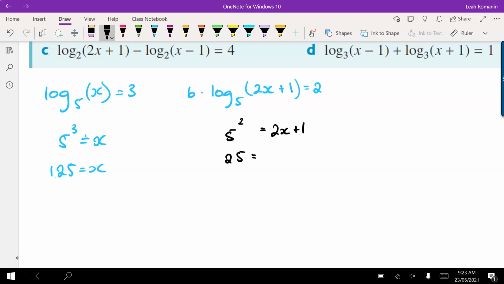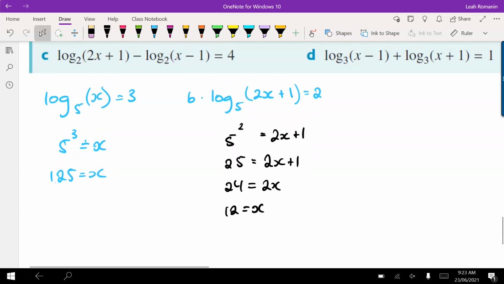So whatever is in that bracket becomes what my exponential is equal to, even if it is a linear equation. Then I have my power being 2. So I've got 25 is equal to 2x plus 1. Then I'm going to solve as per normal. Minus 1 to the other side. So I'm going to have 24 is equal to 2x. Divide both sides by 2. I'm going to get 12 is equal to x.